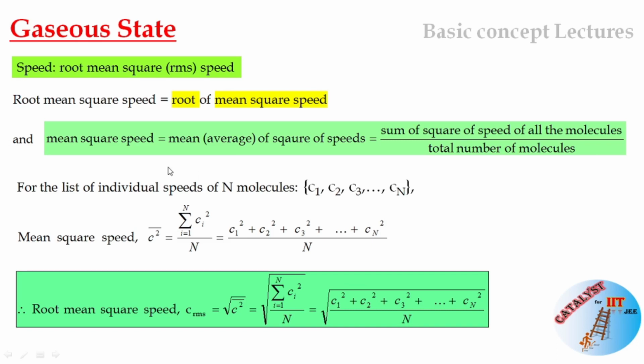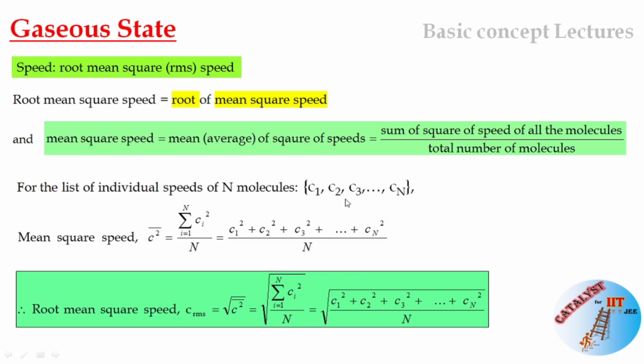Now let's come to the second way of expressing the speeds. This is root mean square speed, or RMS speed. Root mean square speed is the square root of the mean square speed, and mean square speed is the average, or mean, of the squares of speeds. If we take the summation of the squares of the speeds of all the molecules, and divide this summation by the total number of molecules, then we get the mean square speed. So for the same list we made just before, the mean square speed, which is expressed as c square bar here, can be written this way.